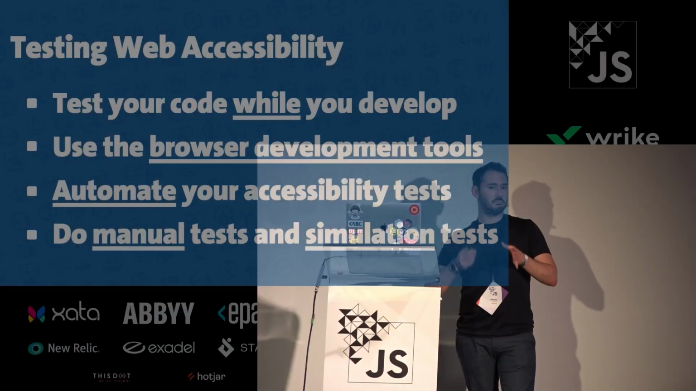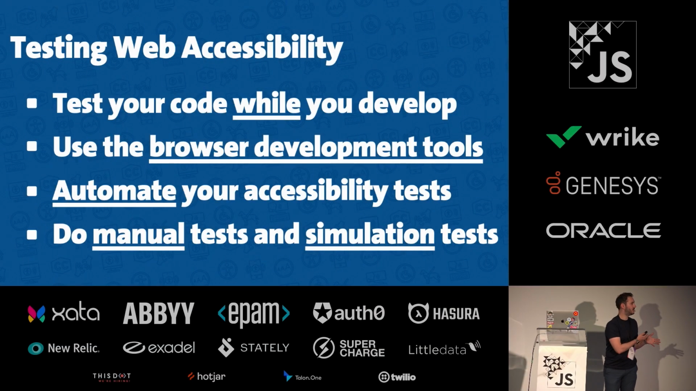Good. So pretty much those are the tips that I had for you. Again, test your code while you develop. You can use either Axe or a linter while you are in the code editor. Use the browser development tools, they are very powerful. You can use CLI tools in the terminal, and you can automate your accessibility tests. I showed you today GitHub Actions, but if you have another CI/CD tool, then you can include it as well. And of course, do manual and simulation tests, either with a screen reader or with an extension.